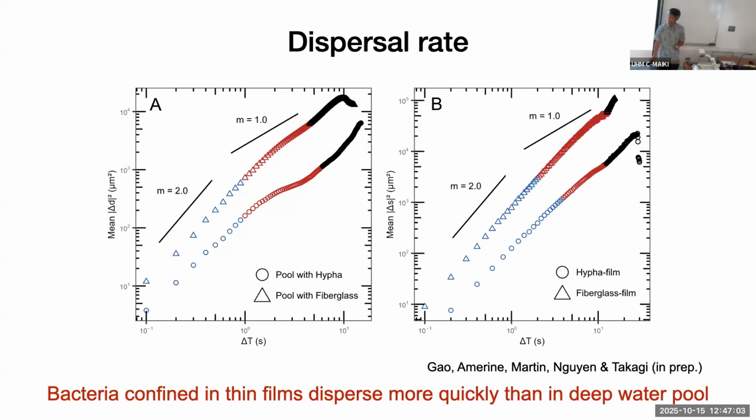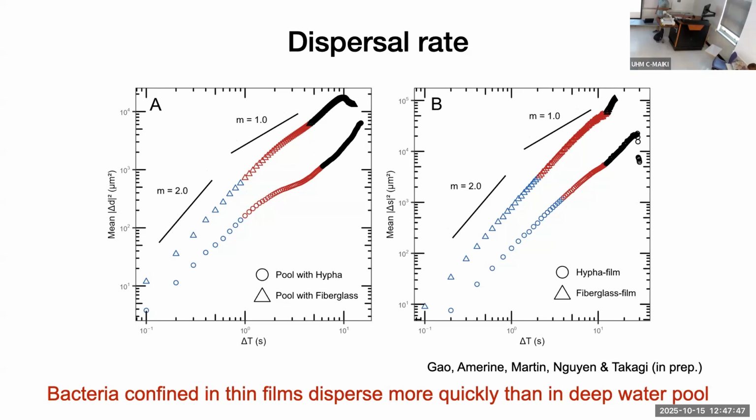What's surprising is that now when we look at the same thing in a thin film of water around fiberglass or hypha. Again, now I'm looking at the displacement along the hypha or fiberglass. Again, we see these trends, but I want to emphasize that, firstly, the transition to this diffusive behavior occurs at a later time. And this is still ongoing work, but the take-home message is that these bacteria seem to be diffusing more quickly, they're dispersing more quickly along these filaments.